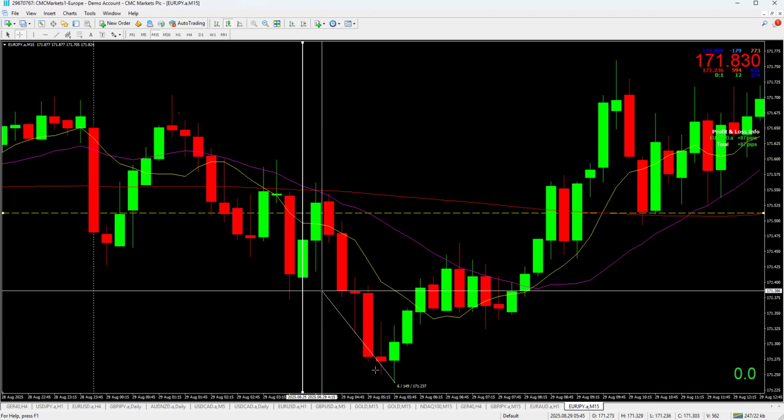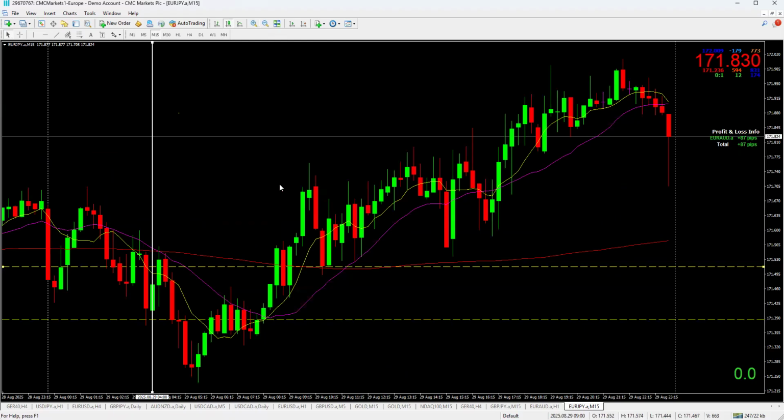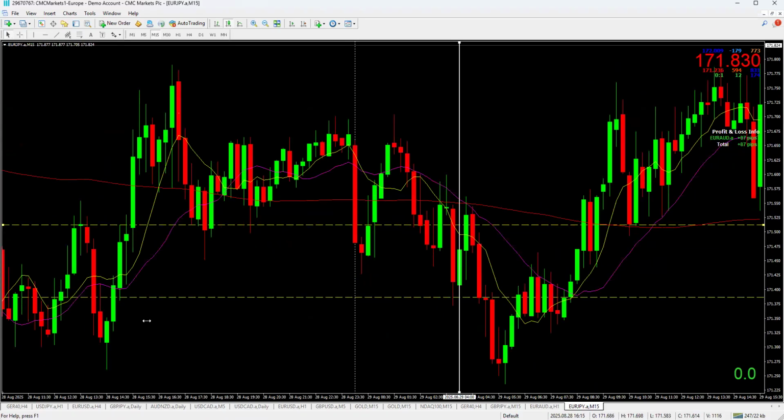So we got a 1-to-1. That's the beauty of this. Most of the time, it will give you at least a 1-to-1. So we got a 1-to-1, and when we saw it begin to reverse, it could have taken us out. Where did we enter? We entered here.